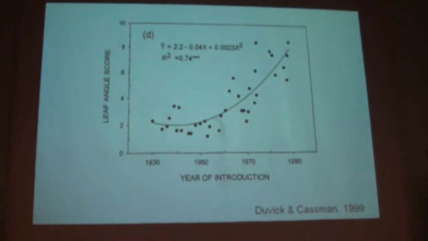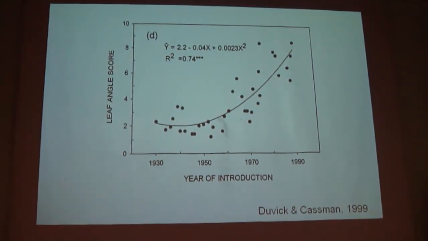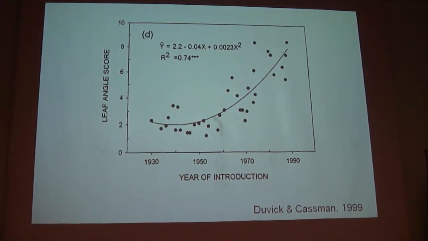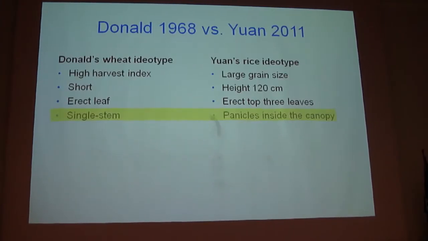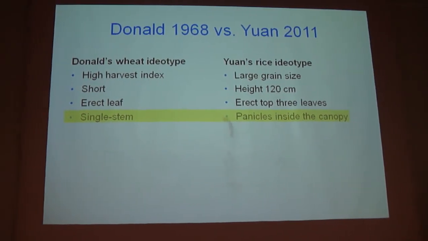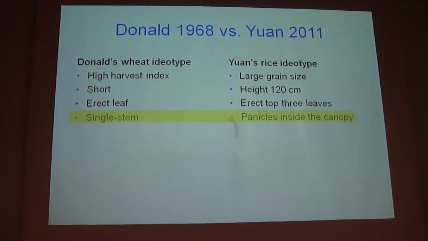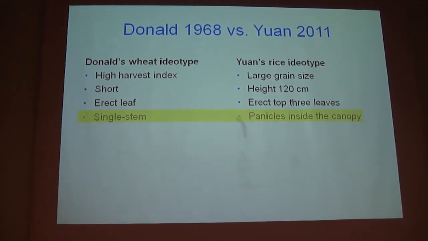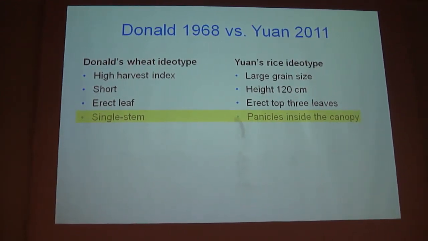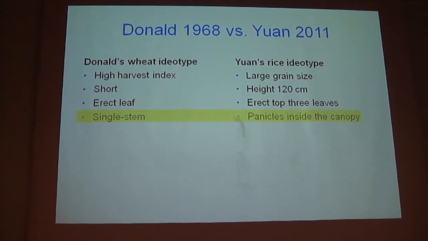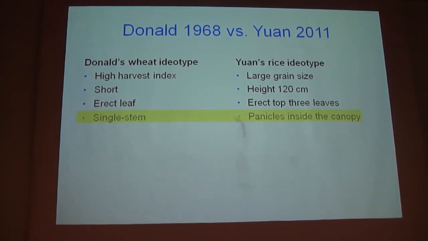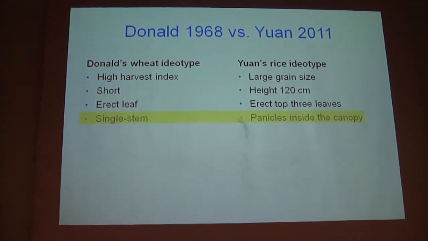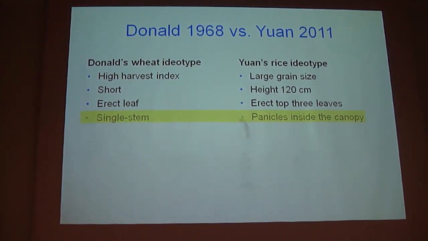Could they have made faster progress if they used an idiotype approach? I don't actually know the answer to that, but something to think about. Finally, the most controversial of Donald's traits was to really reduce the amount of tillering and ultimately even go perhaps to a single stem genotype of wheat. And there was nothing like that in Yuan's idiotype.